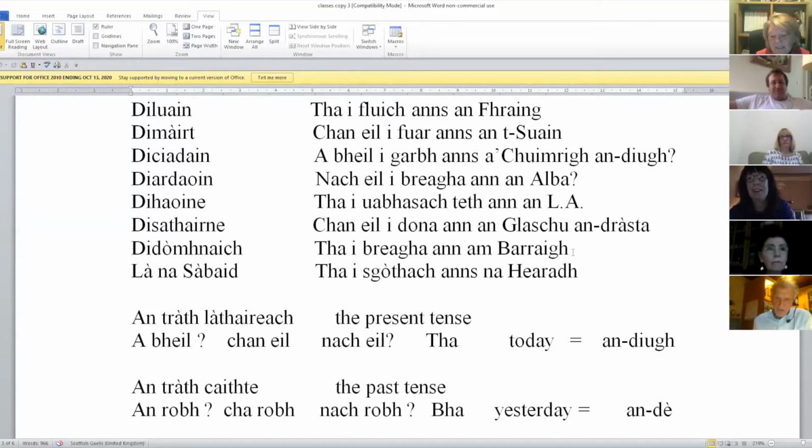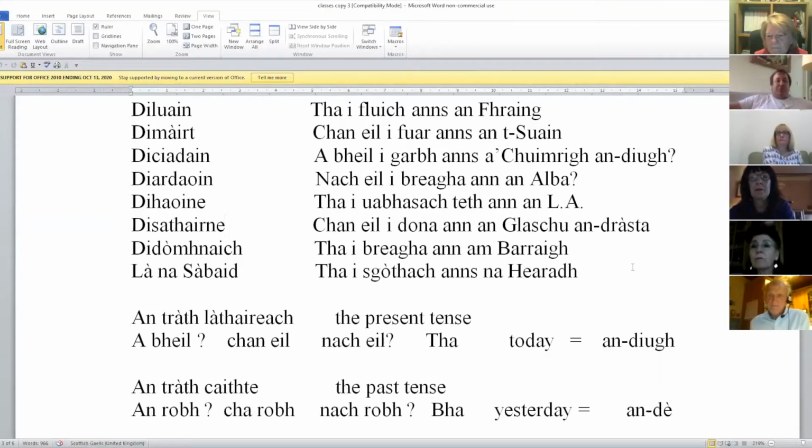Any baraich? There's an I in that again. So the I is a very important letter as well in Gaelic. Sometimes it disappears, but later on I will do a sound lesson. Mark, you've got your hand up.